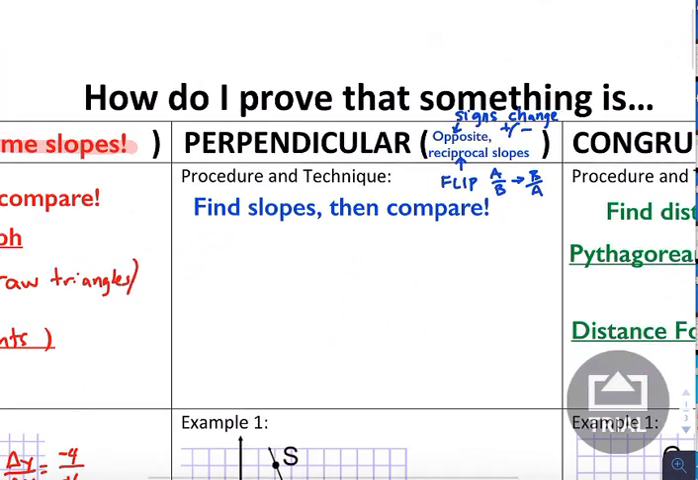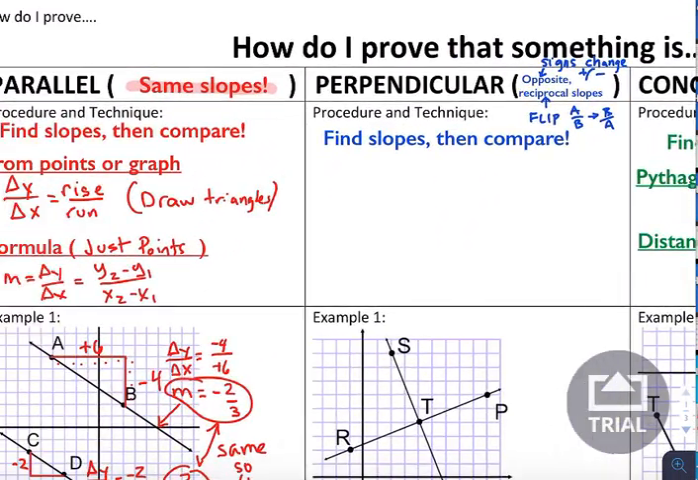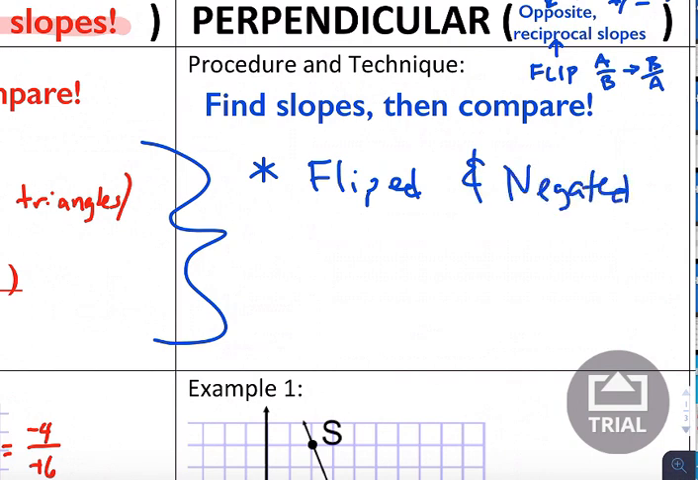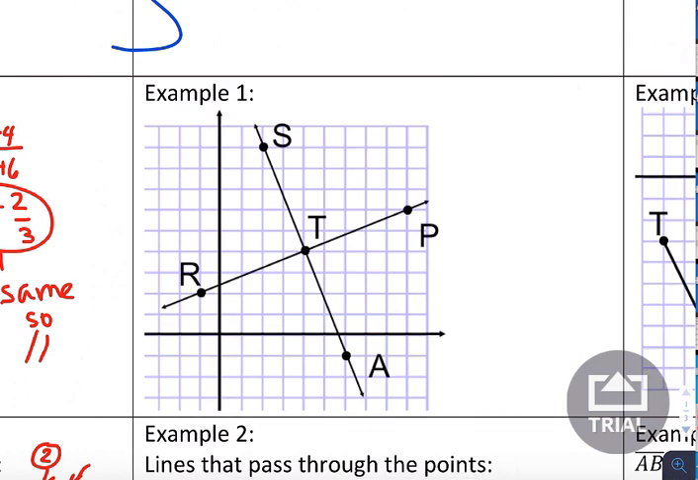Signs change, that just means like positive to negative. Right? And so we don't have new techniques or procedures. It's going to be the exact same techniques and procedures as the parallel because, again, we're just comparing slopes. The big thing here is that they're not the same. They're flipped and negated. Okay, so let's get into the example immediately.